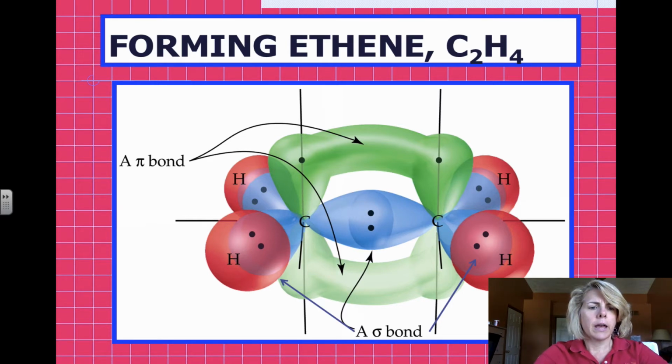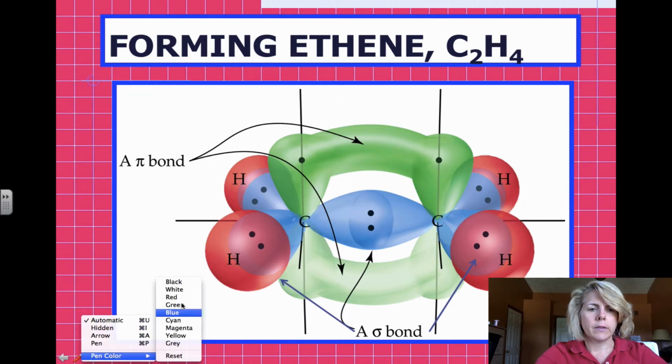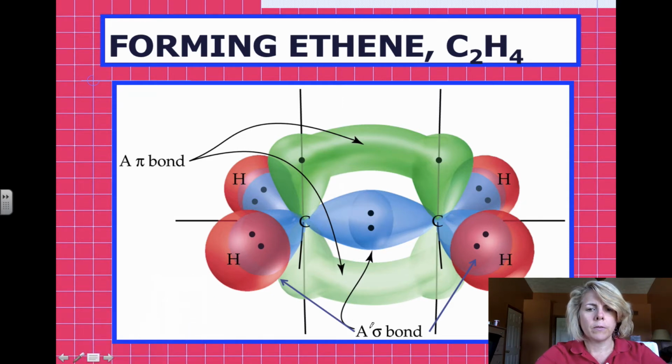Now notice with ethene, we're looking at multiple bonds. So we have a total of 5 sigma bonds. So there's one between the two carbon atoms, and then there's 4 sigma bonds between carbon and hydrogen. Notice that there's one sigma bond and its location is above or below the carbon-carbon bond.